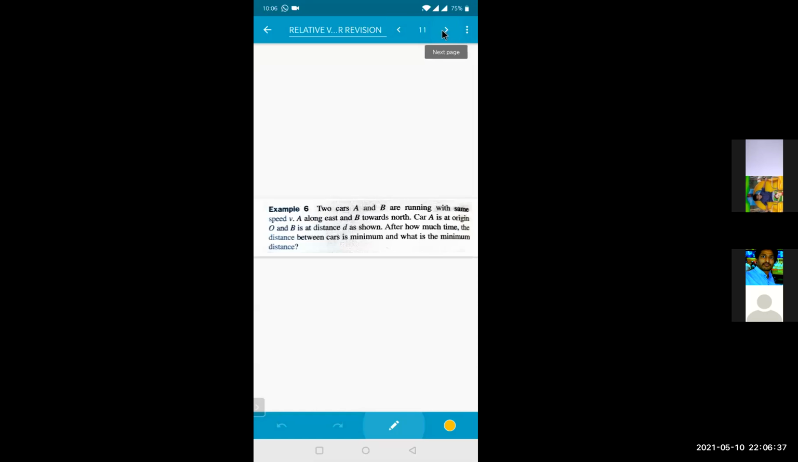See this question, can anyone tell me the answer for this one? Try this one, everyone. Two cars A and B are running with the same speed V, A along east and B towards north. But if you need a very neat explanation of relative velocity in a slow way, you can refer to my recorded lecture video. It is already there on YouTube, where I have completely covered the relative velocity concept in detail with a good number of numericals. Okay? So see this question. Question number 6.